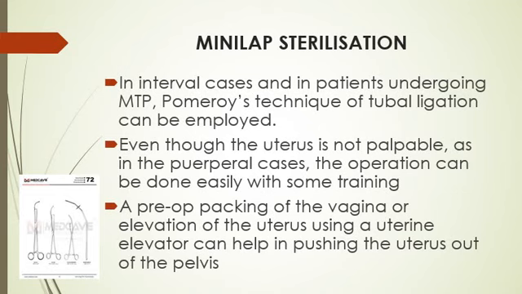So pre-operative packing of the vagina, or elevation of the uterus by a uterine elevator. These are the various types of uterine elevator, which goes into the uterine cavity and elevates the uterus. Once the fundus of the uterus comes near the anterior abdominal wall, it is easy to approach the fallopian tubes, and they can be easily identified also. The uterine elevator helps to push the uterus out of the pelvis into the suprapubic region.